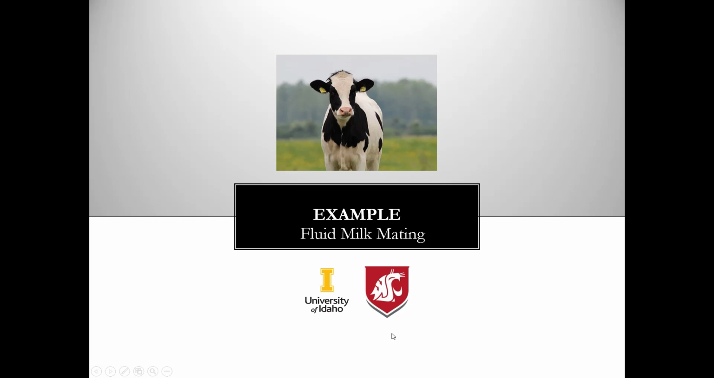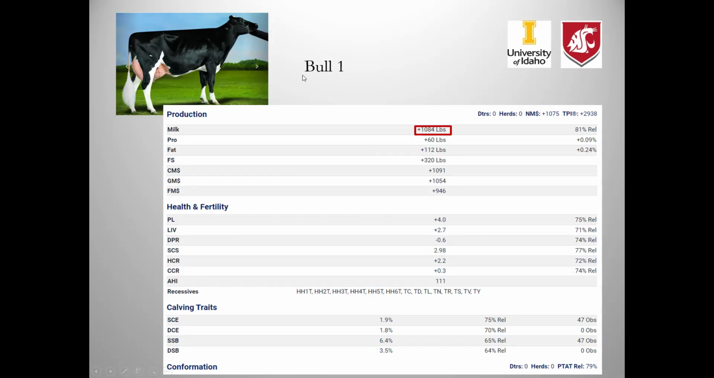So that was our example for fluid milk on genomic selection. Now let's talk briefly about mating. Here we have bull number 1, and his milk value is plus 1,084. So he has a very high milk yield value here. You can also see that there are other traits listed here as well: production traits, health and fertility traits, and calving traits. And it also has the reliability or the accuracy listed over here. His reliabilities aren't extremely high, so he's probably a young bull.